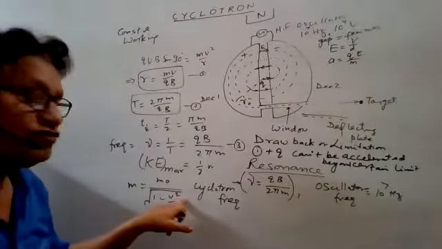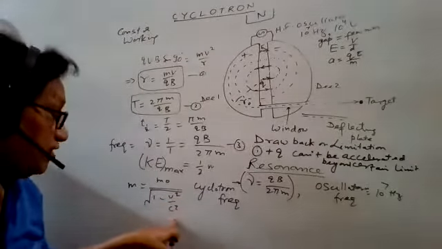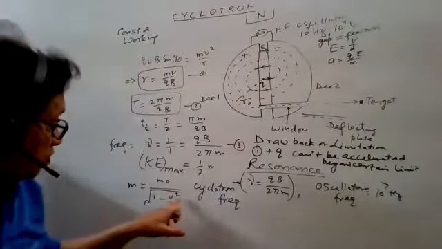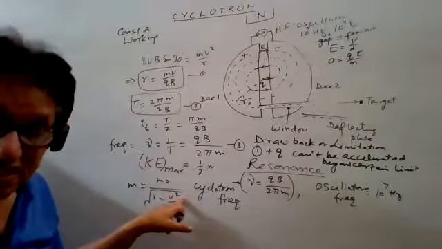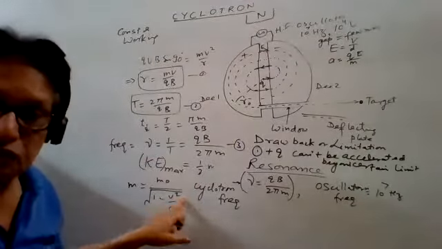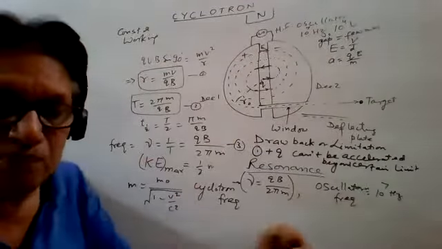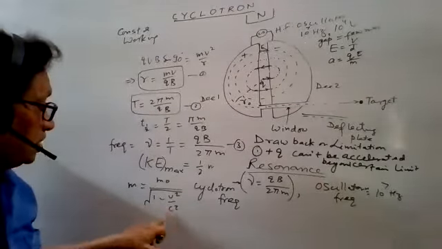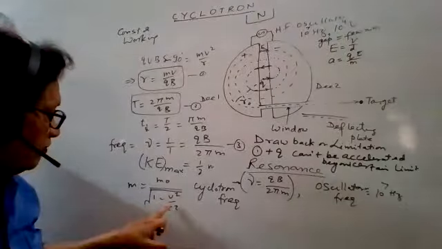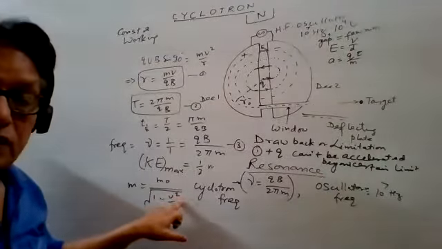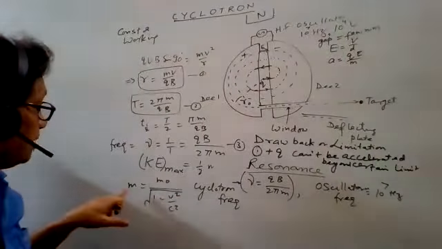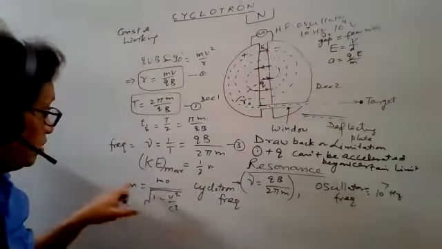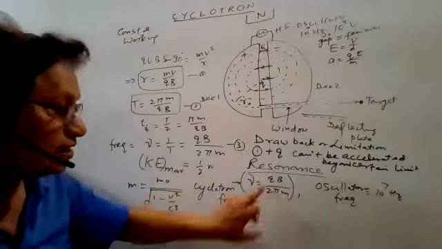If the charged particle speed is negligible in comparison to the speed of light, then this part is negligible, and mass is approximately the same. But suppose the charged particle speed increases and becomes approximately equal to c, but less than it. Now you cannot ignore v in comparison to c. So m changes. This part increases, 1 minus this part decreases, so m increases. It means m increases, frequency decreases.